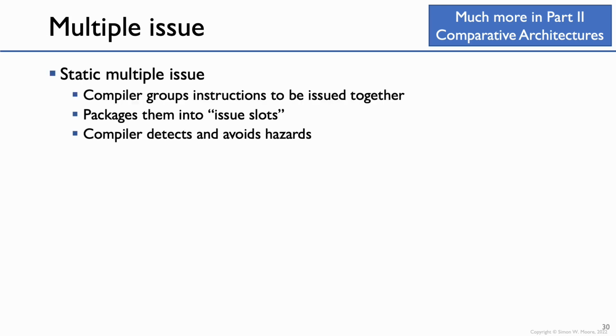Let's look at multiple issue in a little bit more detail. As I said, more in comparative architectures in part 2. So we can have static multiple issue, and here the compiler groups instructions to be issued together and packages them into issue slots, and the compiler detects and avoids hazards. Okay, so that's one approach. It does generally mean though you're trying to do quite a lot of code optimization with knowledge of a particular pipeline that's going to implement it.